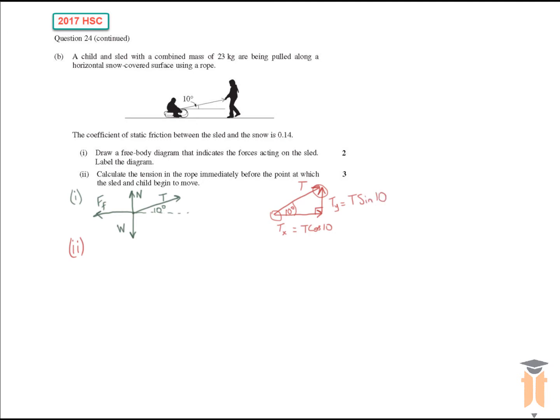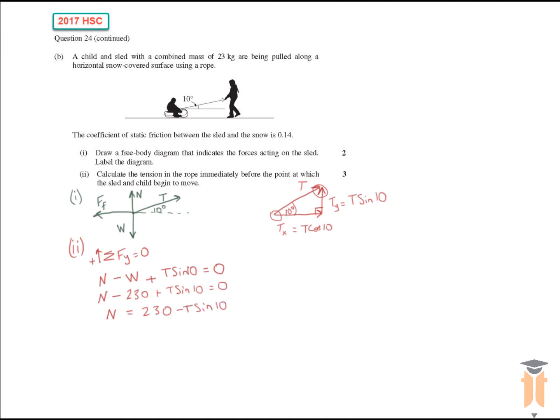Alright, now that we've got that, we can apply our equations. Sum of forces in the y direction is equal to 0, and I'm going to consider up as positive. So we've got the normal force going up, positive, weight force going down, negative, and the tension force going up, T sin 10, equals 0. So N minus my weight force, which is mass times gravity, 23 times 10, that's 230, plus T sin 10 equals 0. Now make the normal the subject, and that's N equals 230 minus T sin 10.